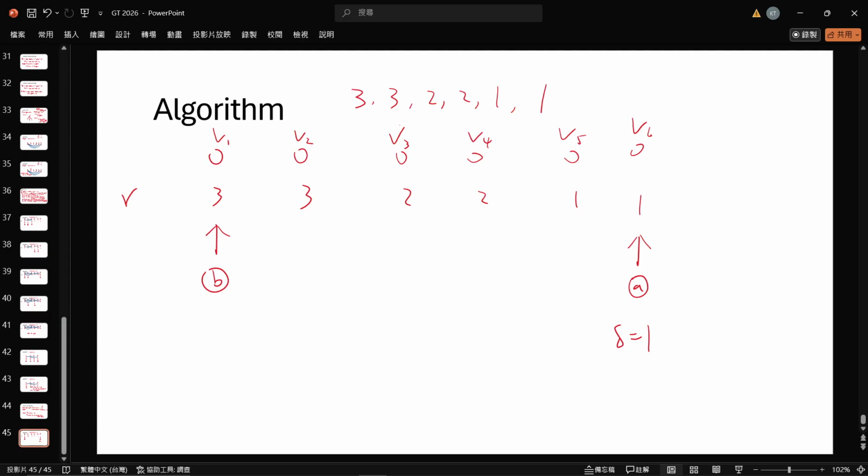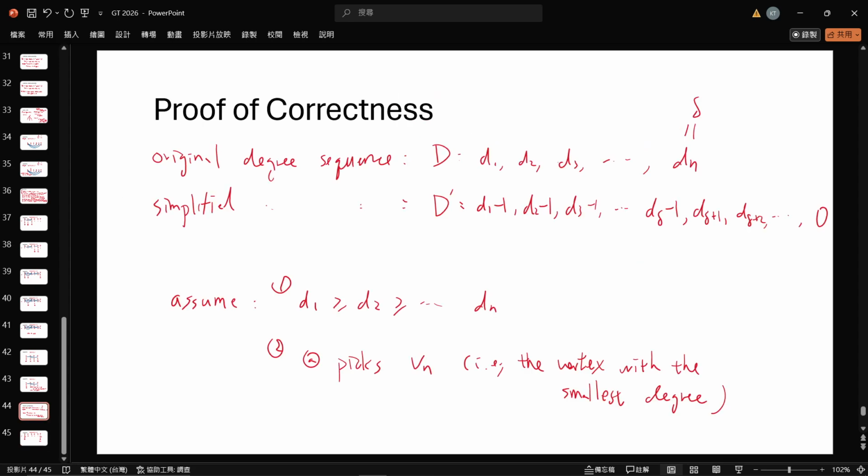So after the modification or simplification, the new degree will be like this. Okay? So the last degree is replaced with 0, and the first delta degrees are decreased by 1. Therefore, we have this. The first delta degrees are decreased by 1, and the rest are the same. They are not changed, but the last degree becomes 0.